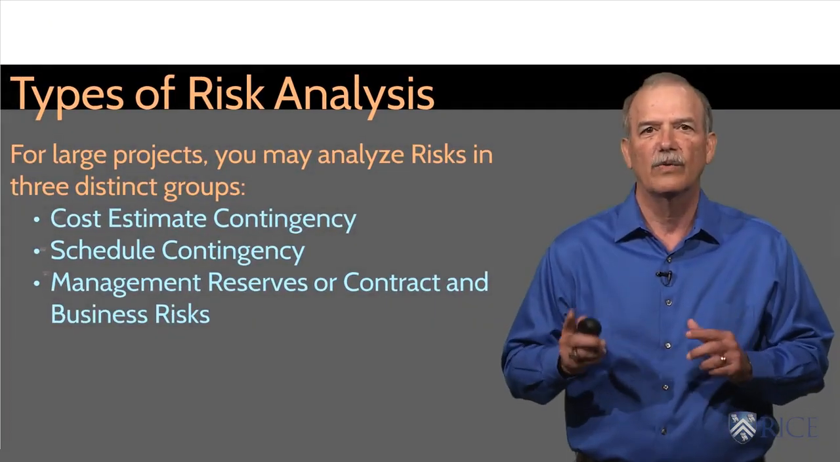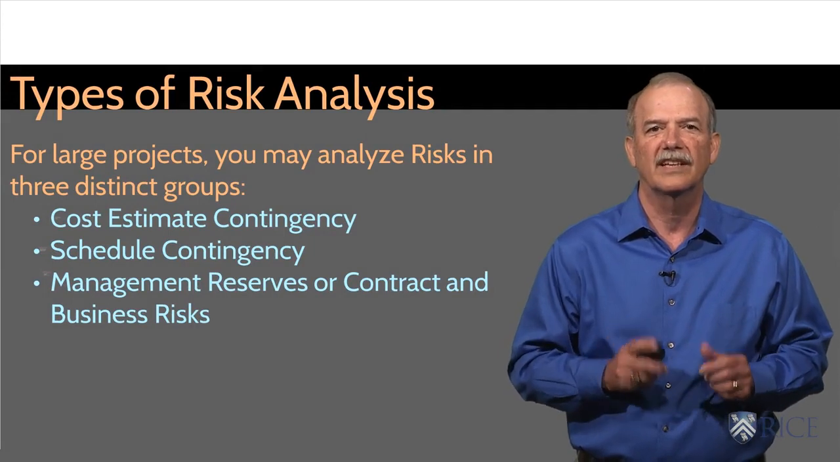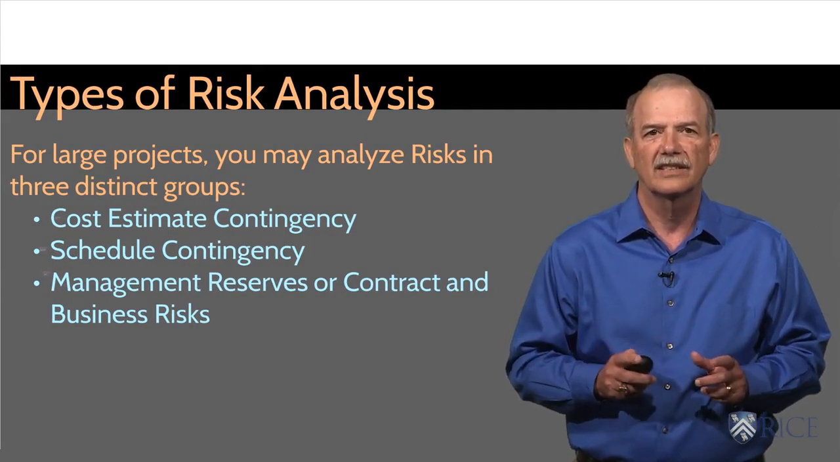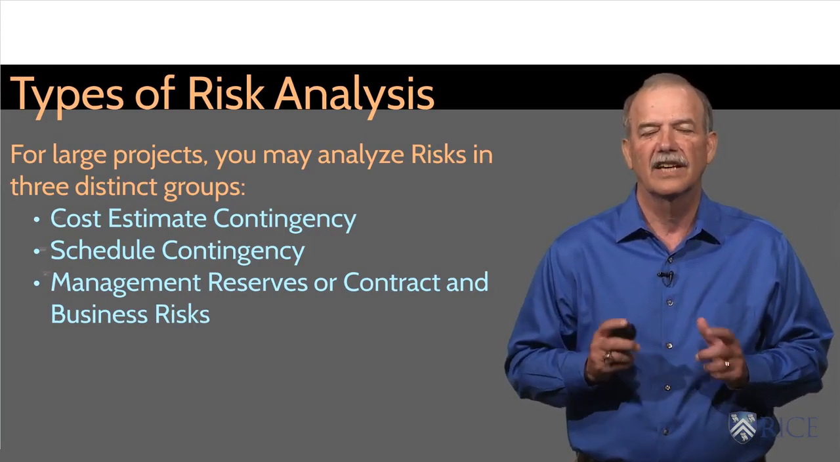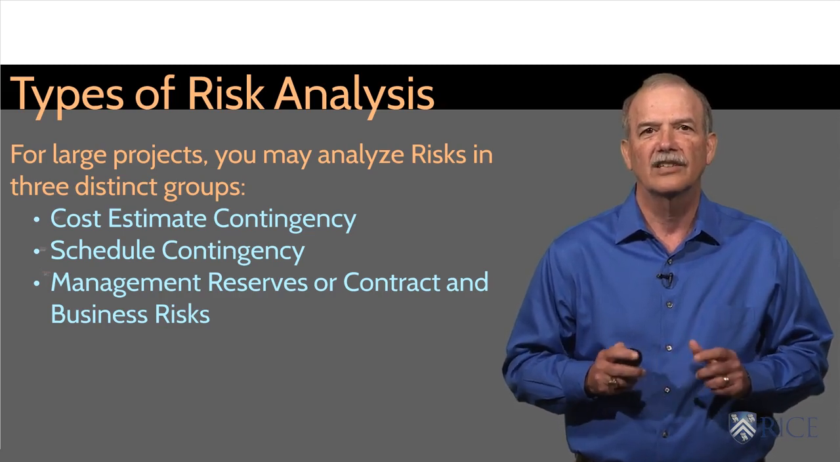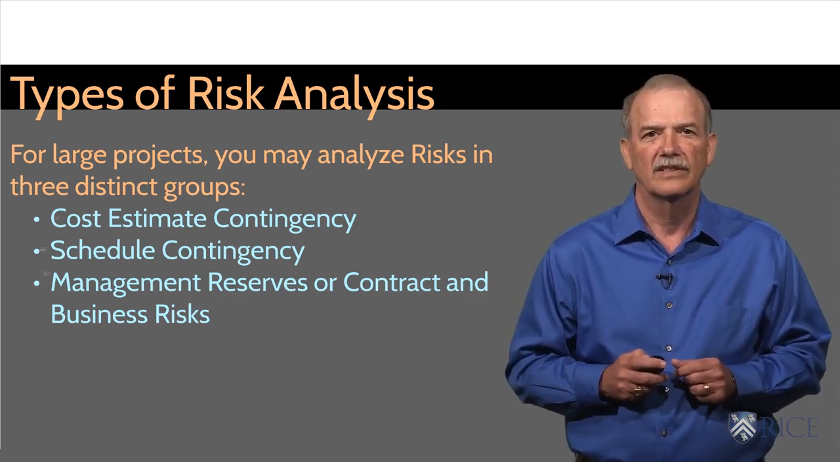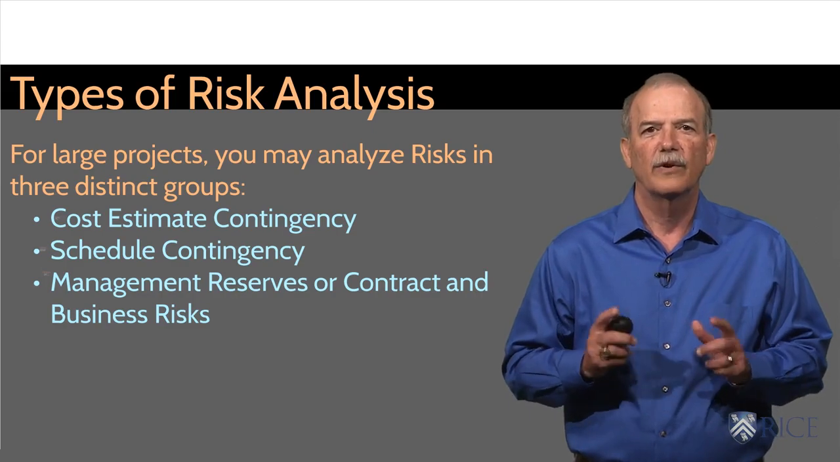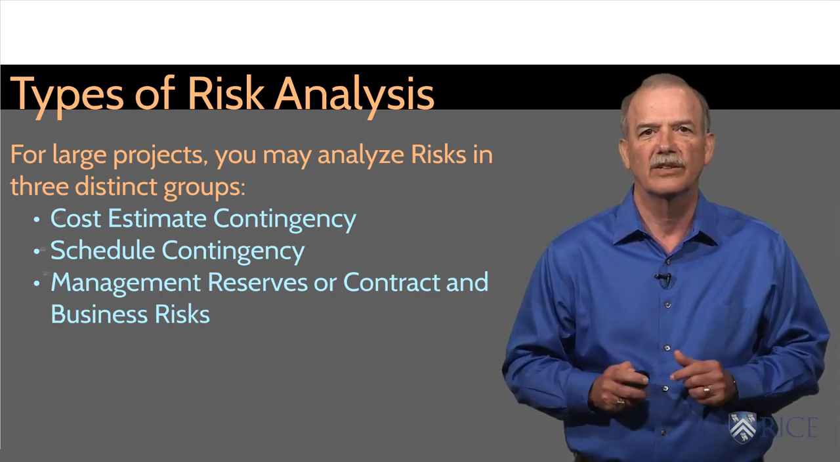I like to think of the overall project risk in terms of three distinct categories: cost estimate contingency, schedule contingency, contract and business risk. The first two categories cover known unknowns.